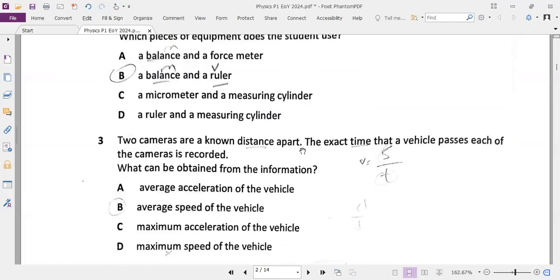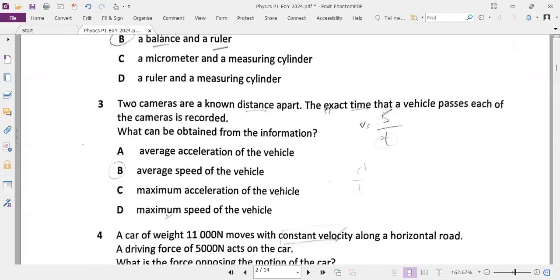Question number 3, 2 cameras, a distance apart, and the time the vehicle passes each camera is recorded. What do you obtain? The average speed of the vehicle.